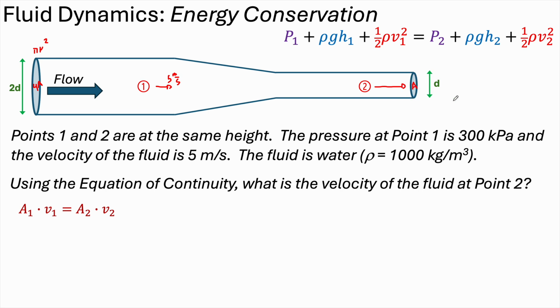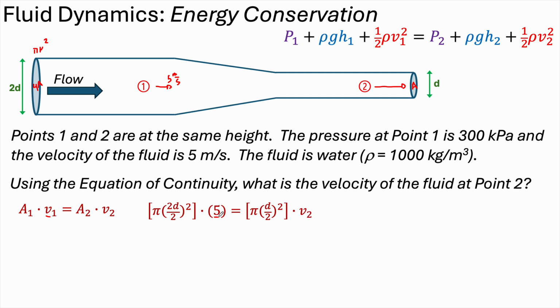Doubling the radius, then squaring it makes it 4 times larger. So just plugging it in, the radius over on this side is going to be 2d divided by 2, which is d squared. Over here, it's going to be d divided by 2 squared. And the original velocity here, v1, is going to be 5 meters per second. And we can figure out the velocity over here.